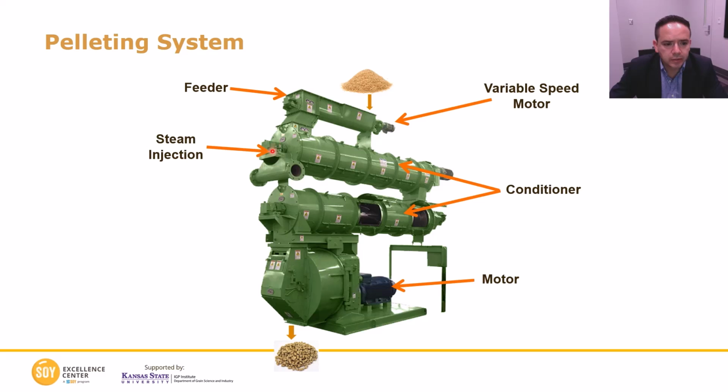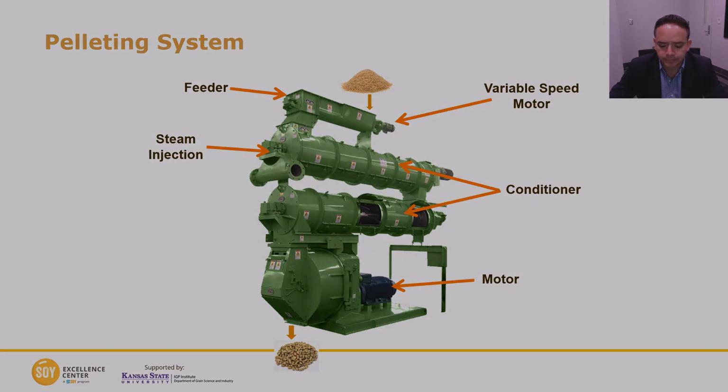Also, here you can see that this pellet mill has a double conditioner. However, there are going to be some pellet mills that have triple conditioners or single conditioners. But as you can see here, the steam injection is at the entrance of the first conditioner. The second conditioner in this case is just for retention time. Then you have here the pelleting chamber, and then the hot pellets go to the cooler.